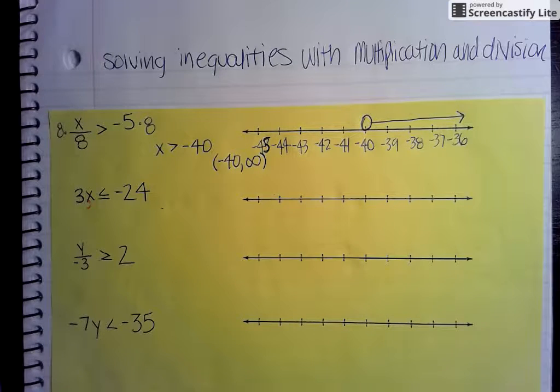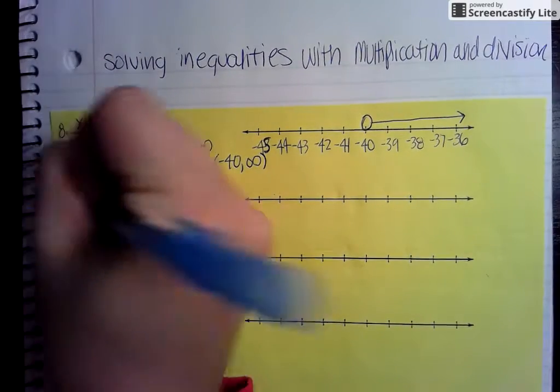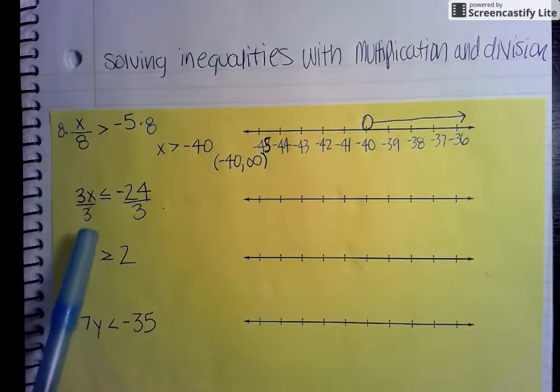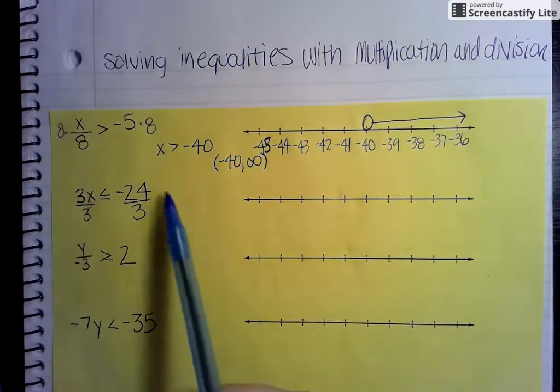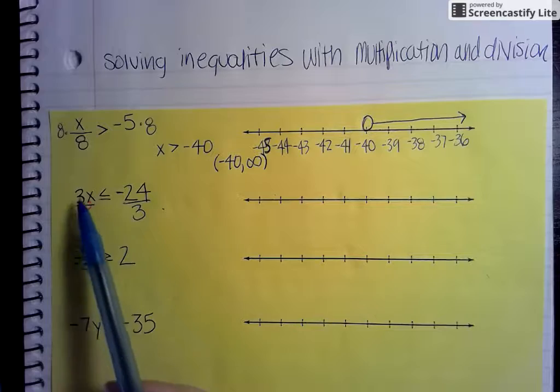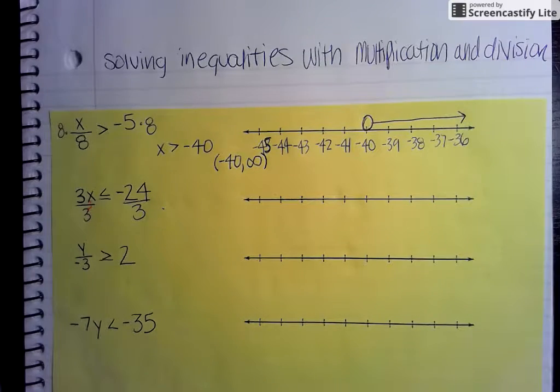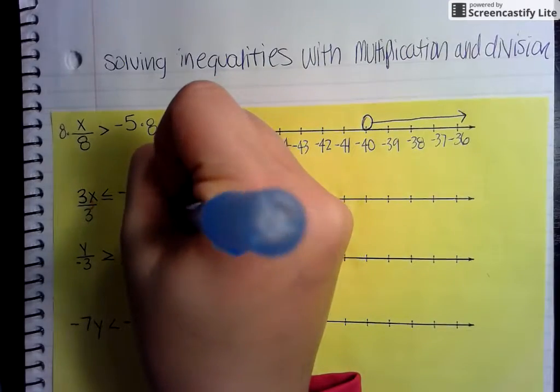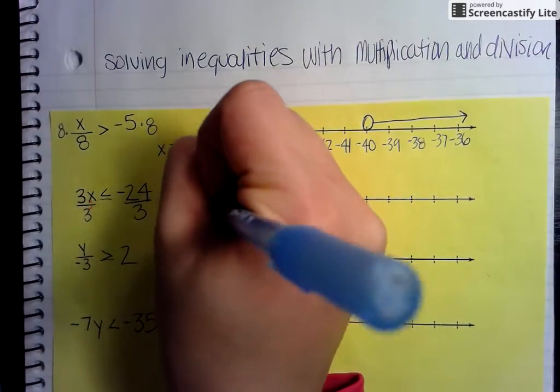Now in this next one, you want to get x by itself, so it's saying 3 times x is less than or equal to negative 24, so you want to divide by 3 on both sides. Now in this case, the number that we're dividing by is a positive number, so we do not have to flip the sign. It doesn't matter about the negative number over here, it's only the one that you're actually doing the operation with to get rid of it. So in this case, we have x is less than or equal to negative 8.